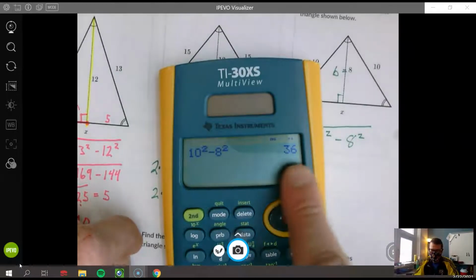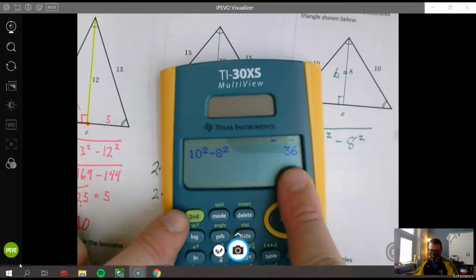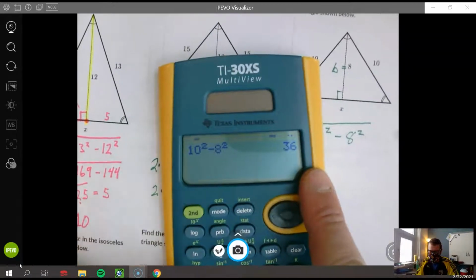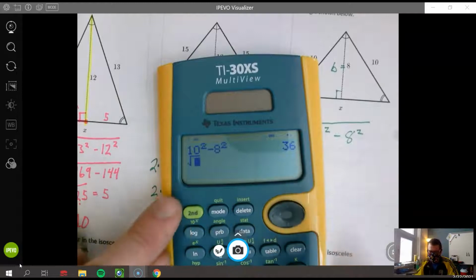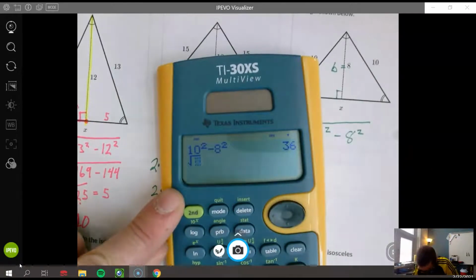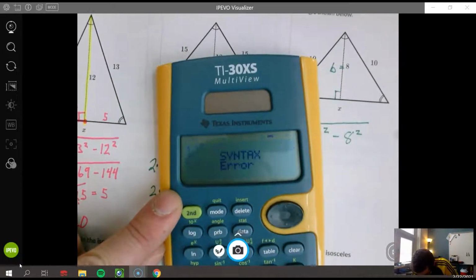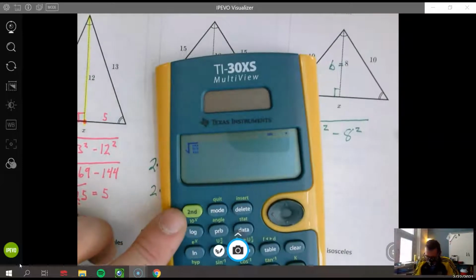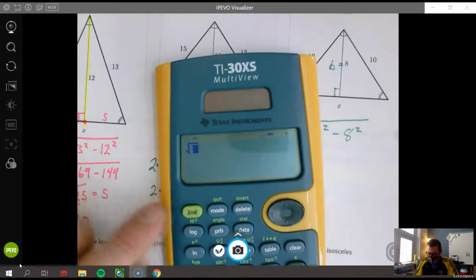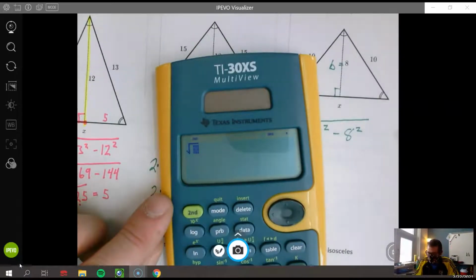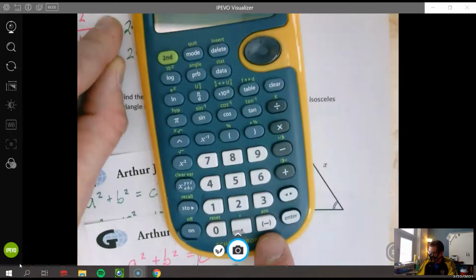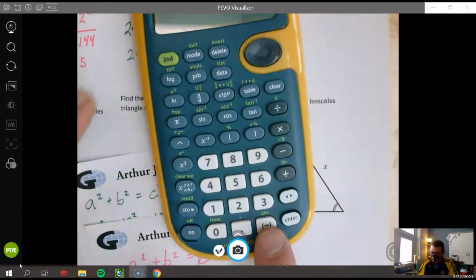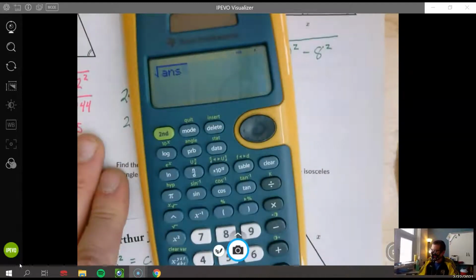Then watch up here. Let's say this wasn't a nice number. Remember, we can do second, square root, second. Wrong calculator. There it is. No, this. So second insert, second square root, second, this button down here that has A and S above it, that means it's going to plug in your previous answer.